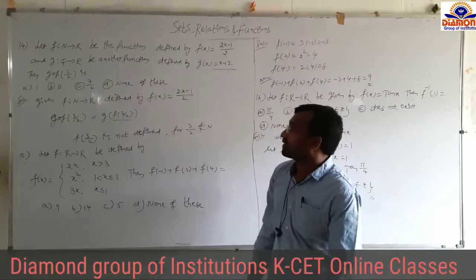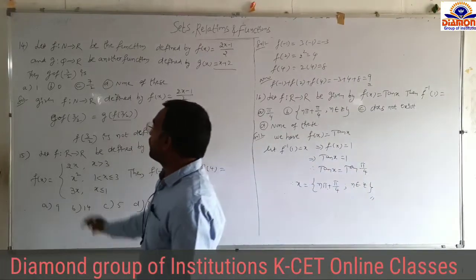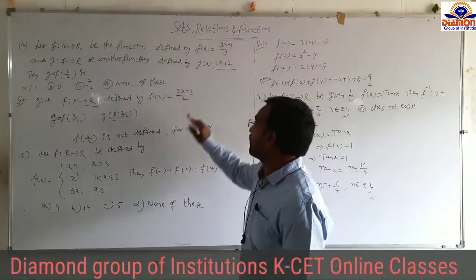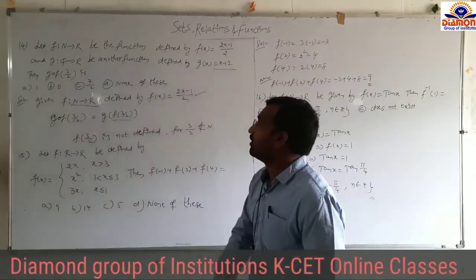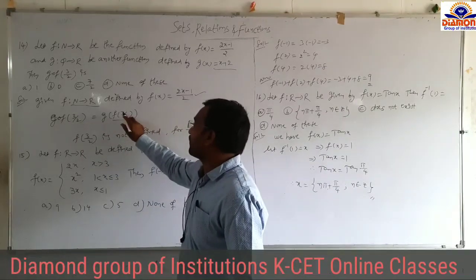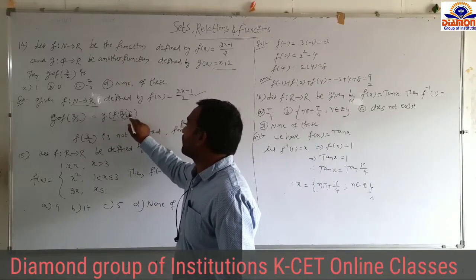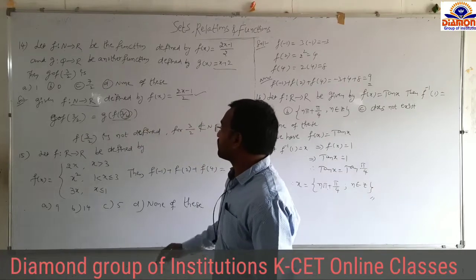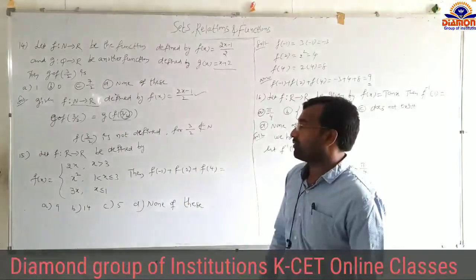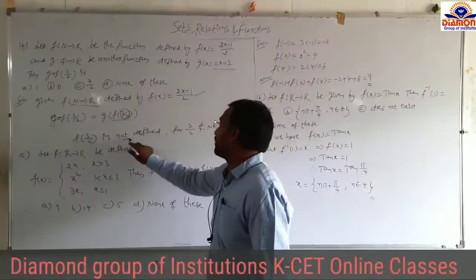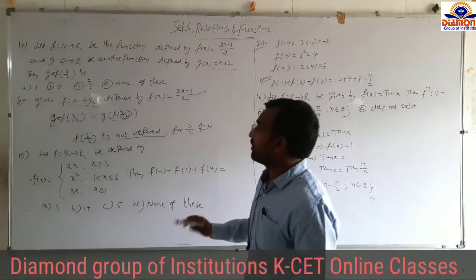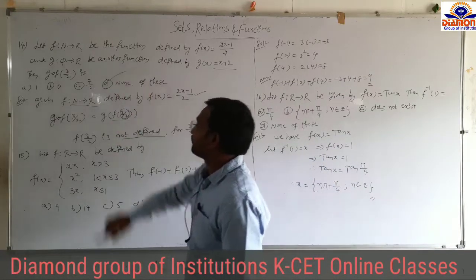Here, what is the first function defined? f mapping from N to R. The domain is natural numbers here, defined by f of x equals (2x - 1)/2. Calculating what? g circle f of 3/2. This is nothing but g of f of 3/2. Here the x value is 3/2. So the x value 3/2 is not a natural number. 3/2 is not a natural number. That's why f of 3/2 is not defined, since 3/2 does not belong to the domain. So that's why the answer is none of these.